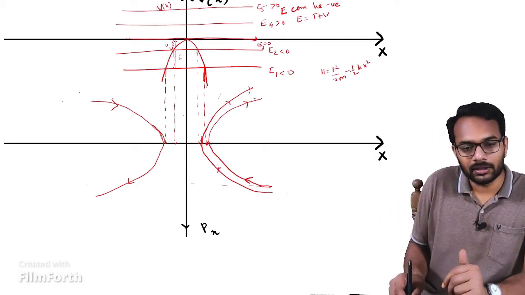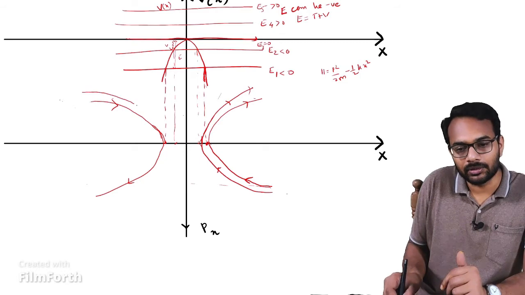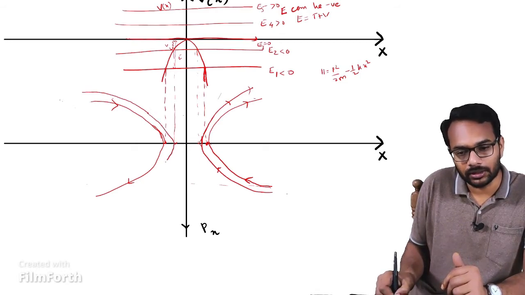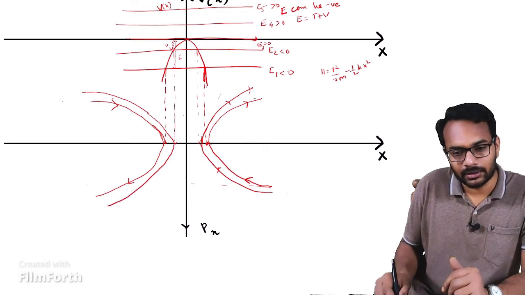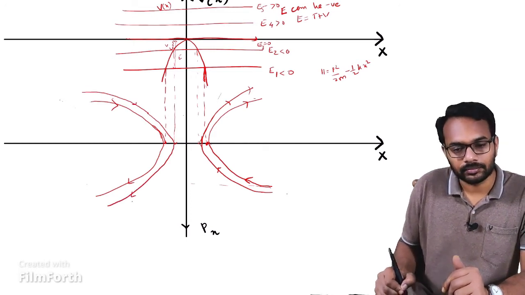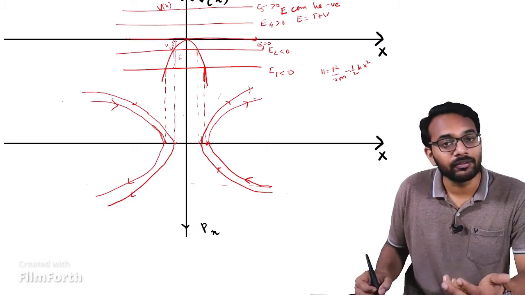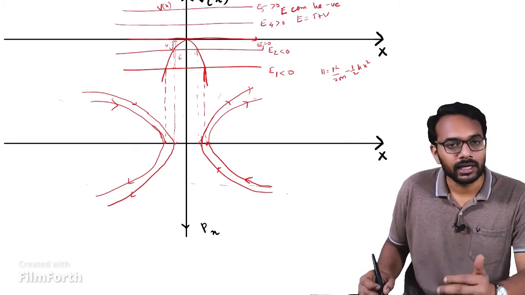Similarly, the particle with energy E2 can reach up to here. It can reach a bit nearer to x equal to 0, and it goes like that. Okay, this is a family of hyperbolas. I hope this is clear.